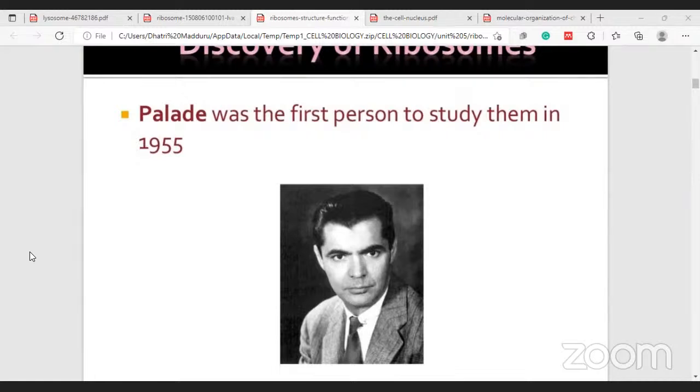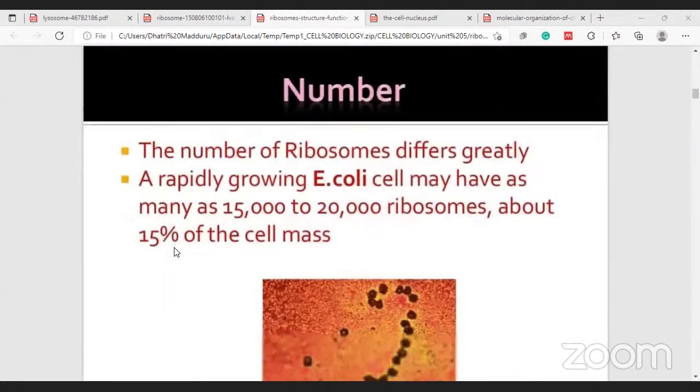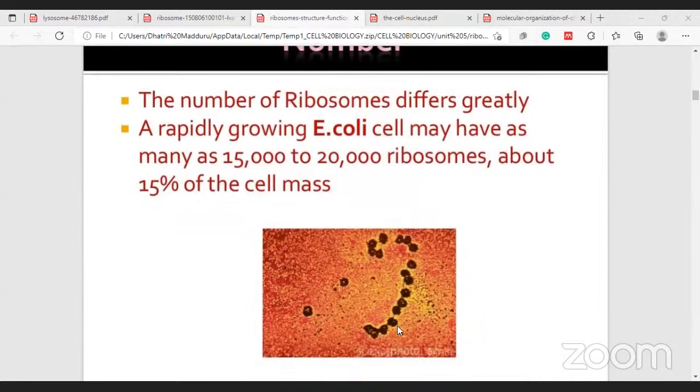Palade was the first person to study ribosomes, in 1955. He was the scientist. So how many ribosomes are present? The number differs greatly. It is not a fixed number, not like only this much should be present. An E. coli cell may have up to 15,000 to 20,000 ribosomes, which contribute about 15% of the cell mass. They look like small beads, like this.